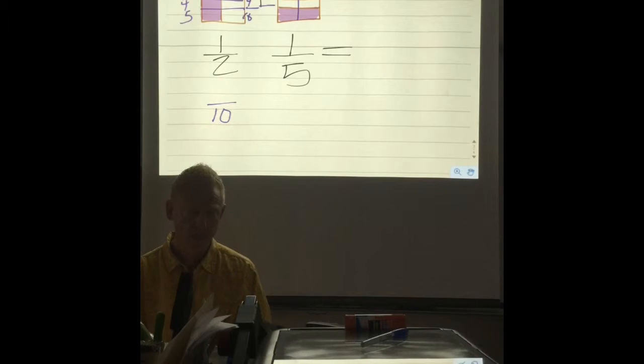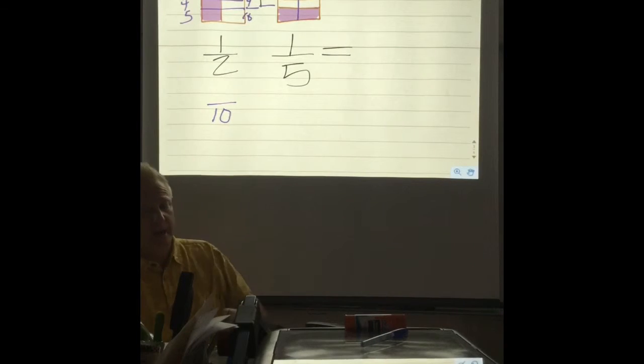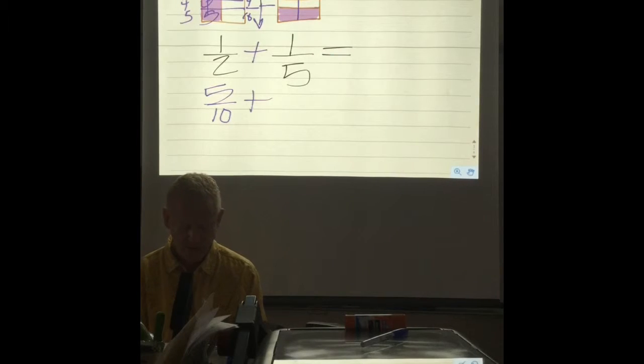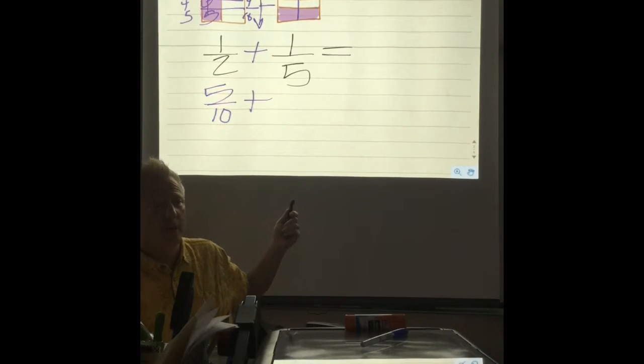And how many of the boxes do we have over here that are shaded in? Well, we have 1, 2, 3, 4, 5. Looks like 5 boxes to me. How about you? Yeah? So we're going to put a 5 there. Our addition sign, we're just going to put it down. Okay, now if you notice, we have 5/10 underneath the what? The half. Because 5 is what of 10? It's half of 10.